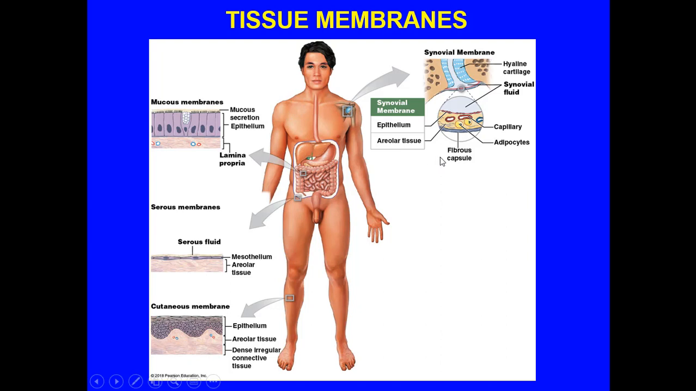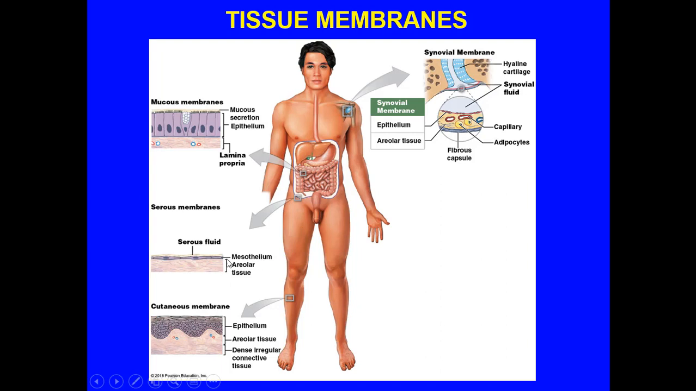And you would see these examples. Here are the examples of the tissue membranes. You have the synovial membranes, such as in the shoulder here, where you would have the epithelium, and then you would have the areolar tissue underneath this, as well as contained by a fibrous capsule. But that tissue in between also would have adipocytes for cushioning, okay? You would also have this tissue producing some of the synovial fluid.